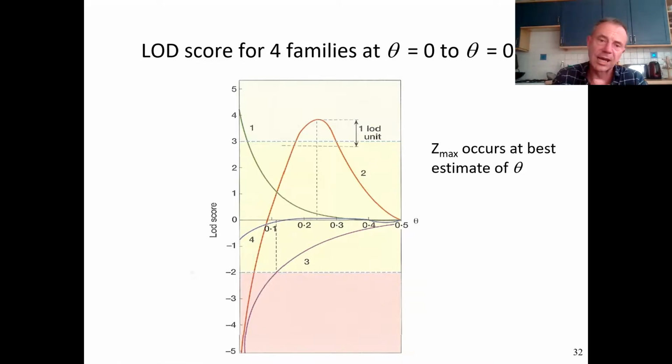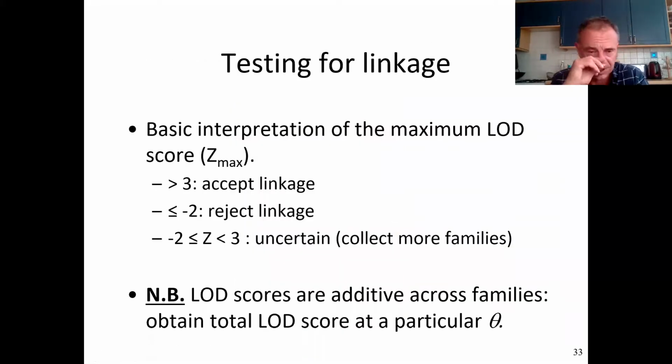linkage is absent. And this is a traditional picture of what a two-point log score graph looks like over a range of values of theta, the recombination probability between 0 and 0.5. Okay, so these are things that you do. Over 3, you accept linkage. Under -2, you say it's not in that region. If it's in the middle somewhere, then you don't really know whether linkage is there or not.